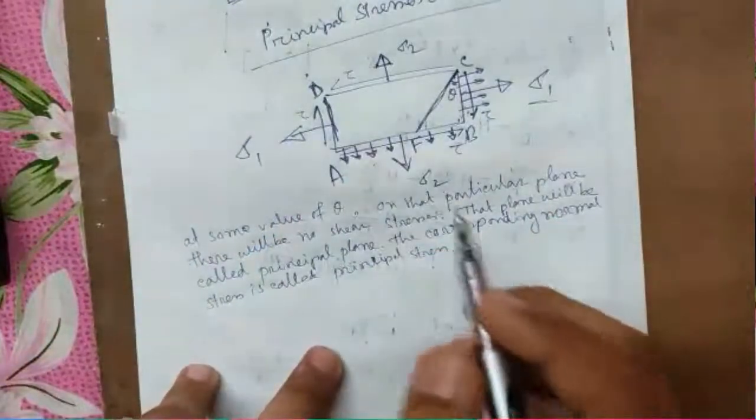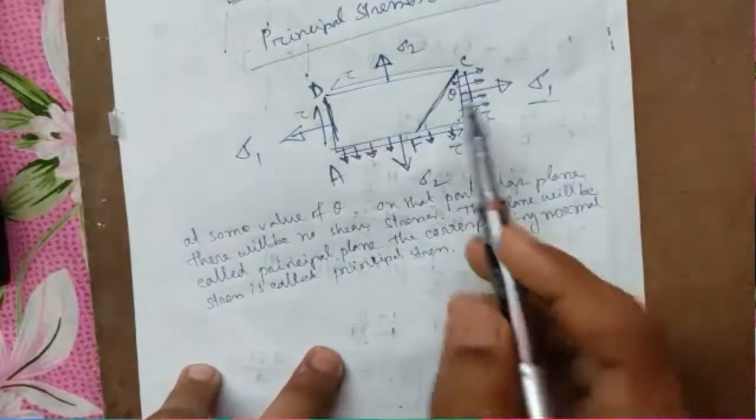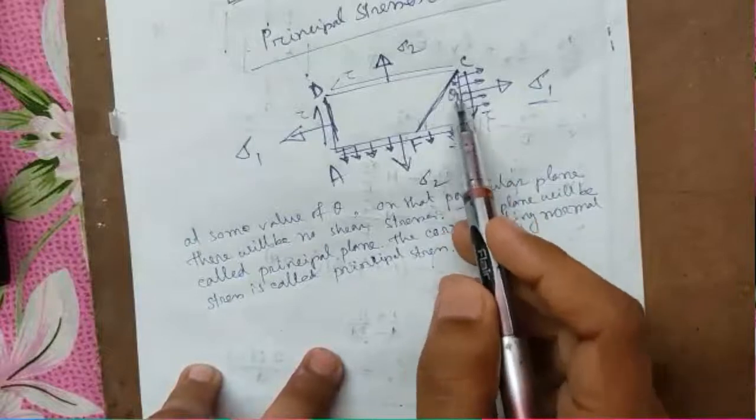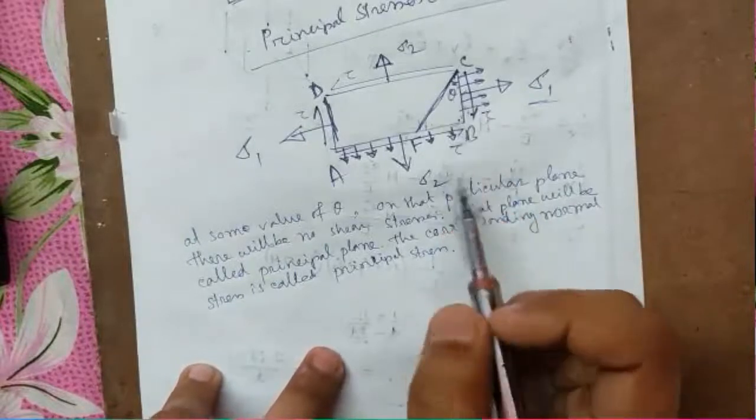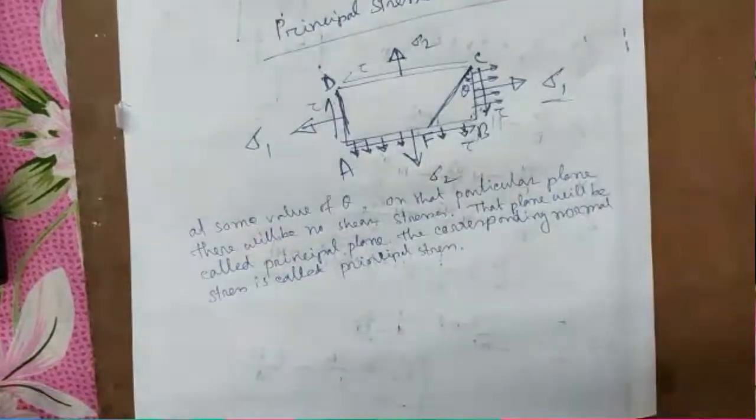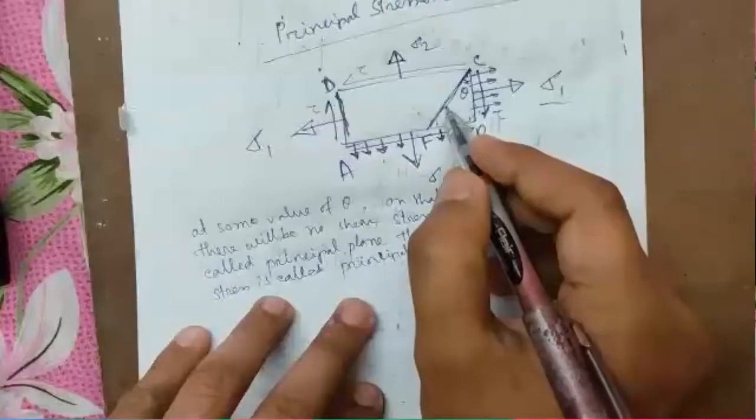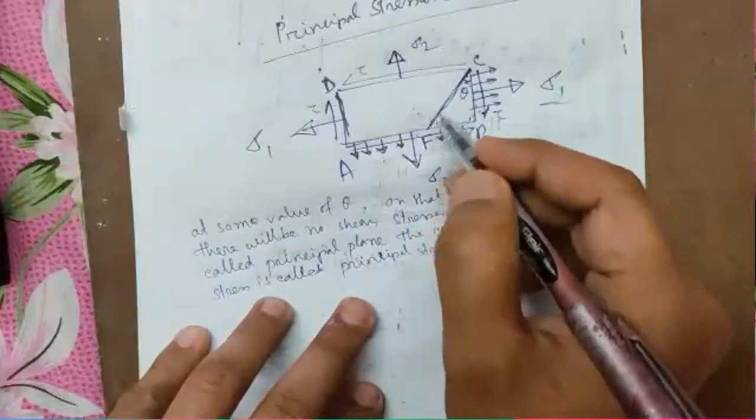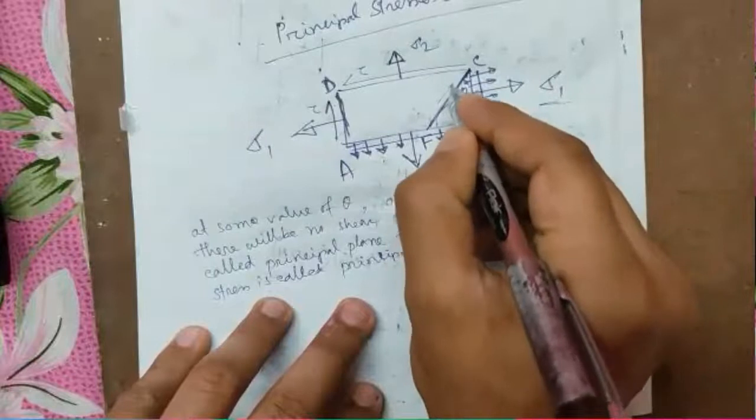Now, at any particular value of theta, we will find that on that plane there will be no shear stresses. Generally, the plane will have stresses along the plane and perpendicular to the plane.